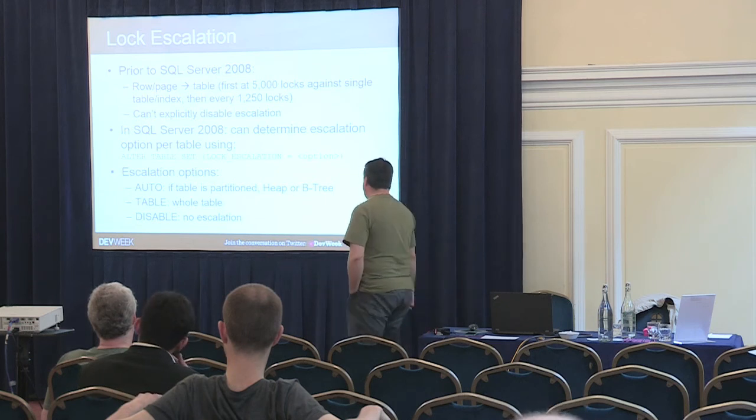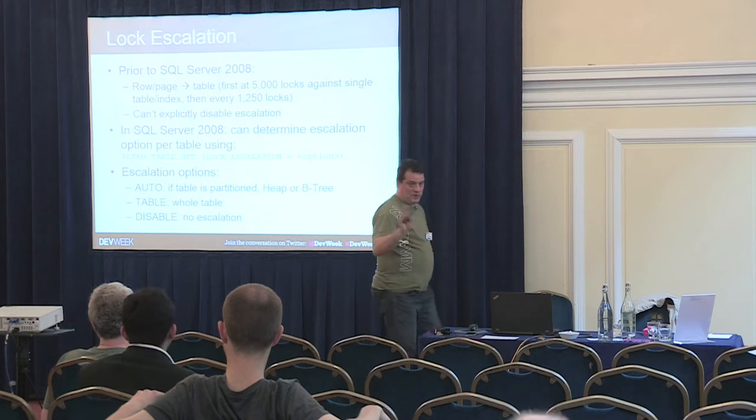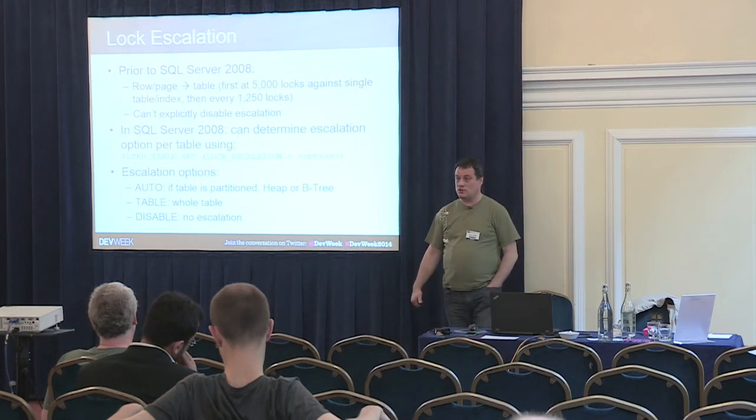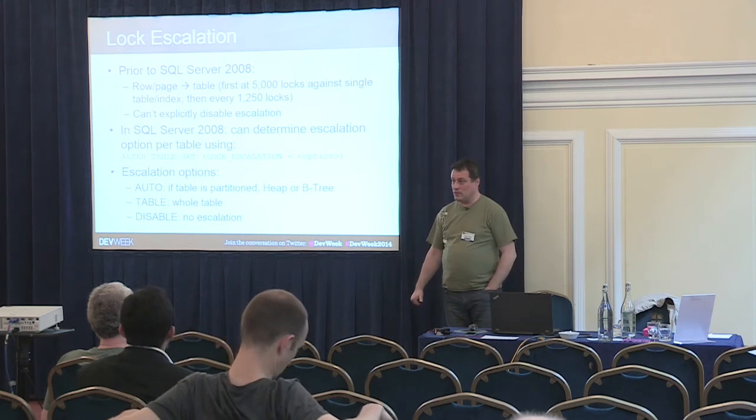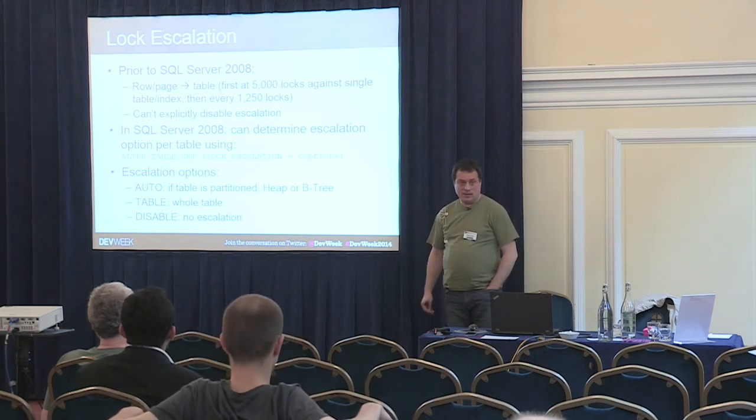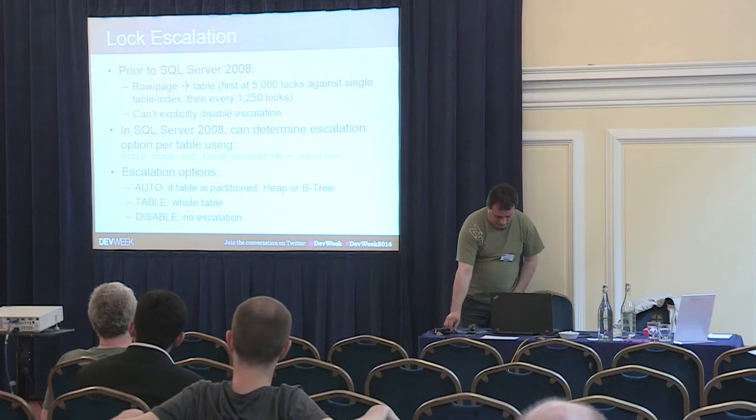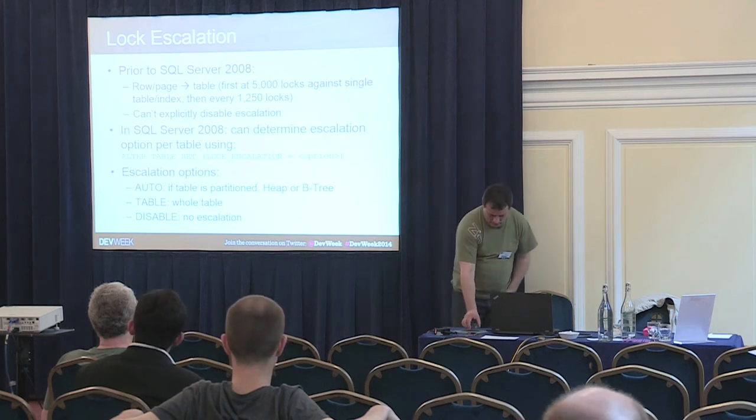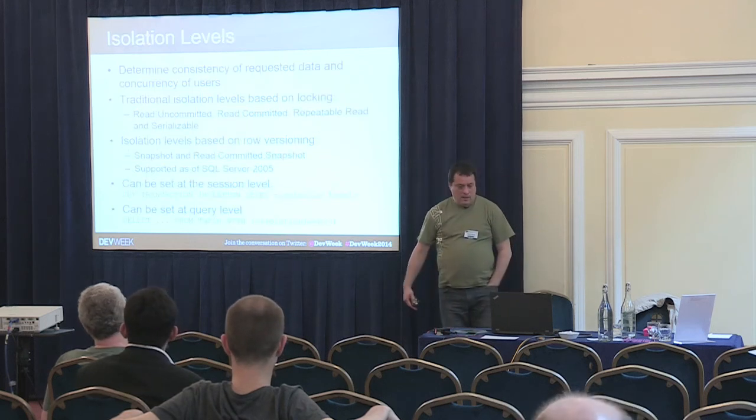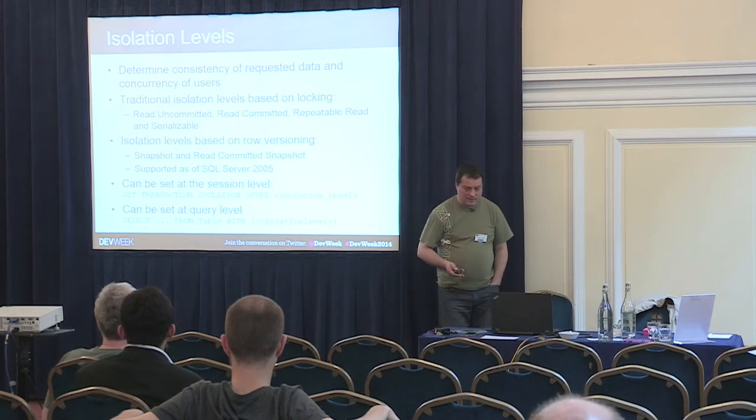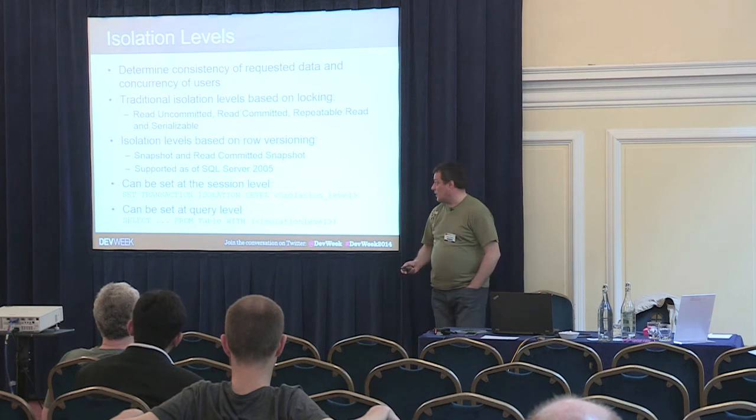Okay. And of course, there are also some trace flags which you can use to completely prevent lock escalation. And this could be very dangerous, you know, because then you are holding all of the locks in memory without escalation. So this might be very, very problematic. So isolation levels, you saw, determine consistency of requested data and concurrency.